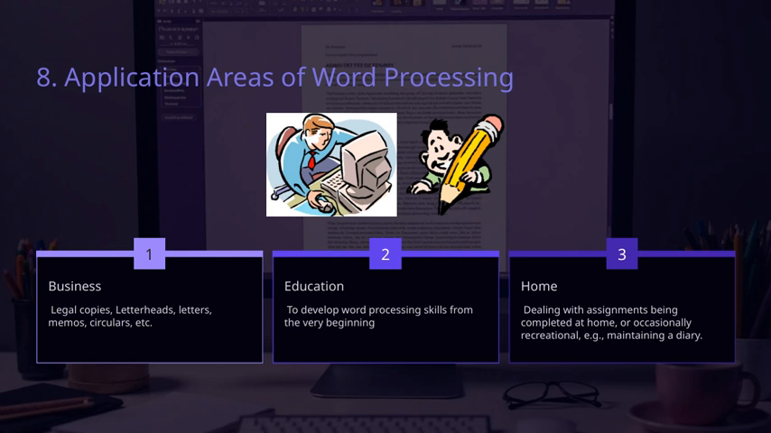Moving on to education, word processing plays a vital role in helping students and teachers develop essential skills right from the start. It's a great way to learn formatting, editing, and organizing information effectively. Finally, at home, people mainly use word processing for handling assignments or even for personal and recreational purposes, like maintaining a diary or jotting down thoughts.